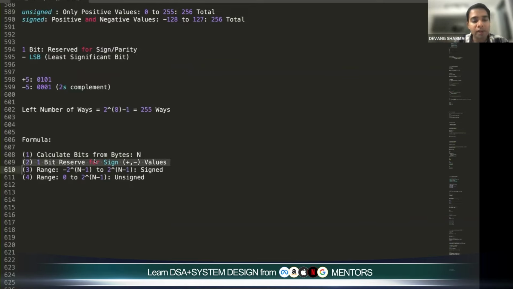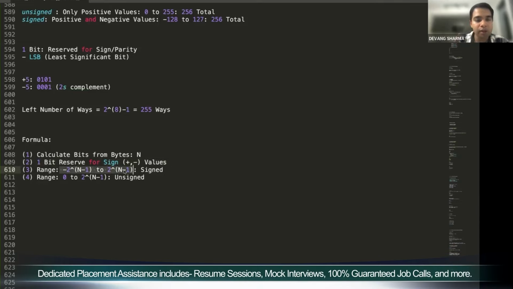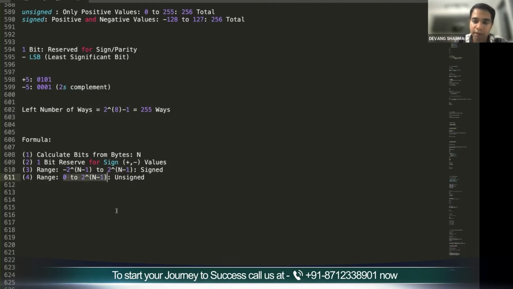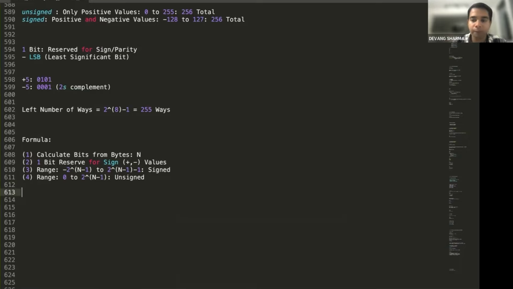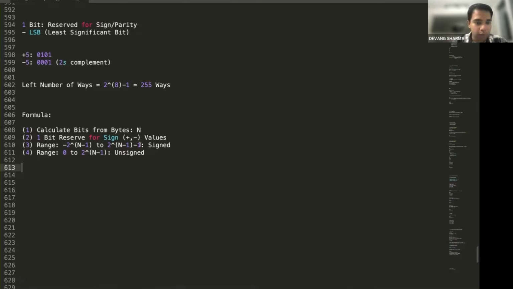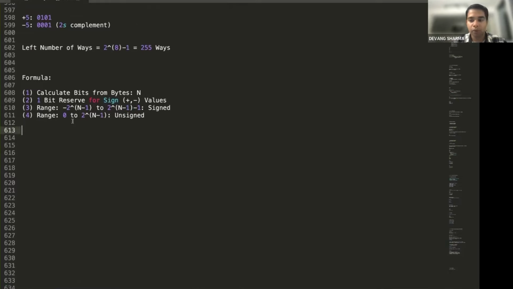If you are talking about signed integer, then in that case, range will become minus 2 raised to the power n minus 1 to 2 raised to the power n minus 1, because 1 bit is reserved. If you're talking about unsigned integer, range will become 0 to 2 raised to the power n minus 1. This statement is still clear to all? Yes or no? Okay. All right. If this part is clear, now let's move on to the answer.